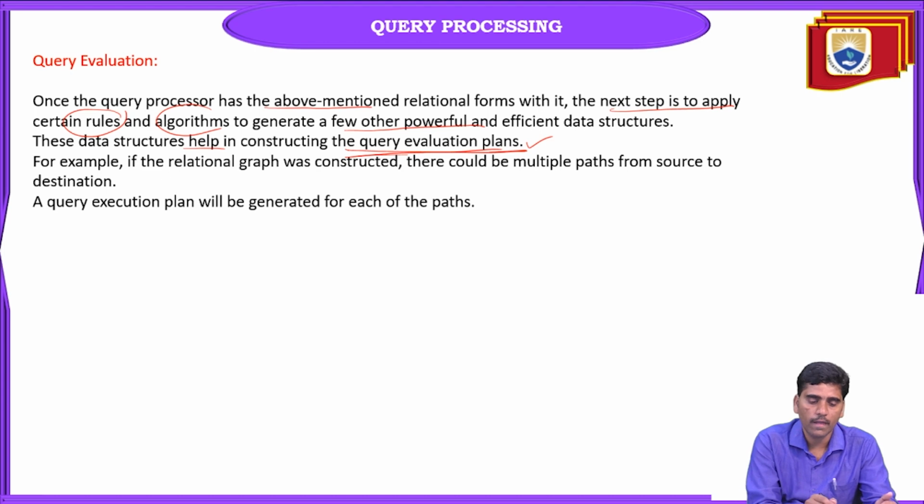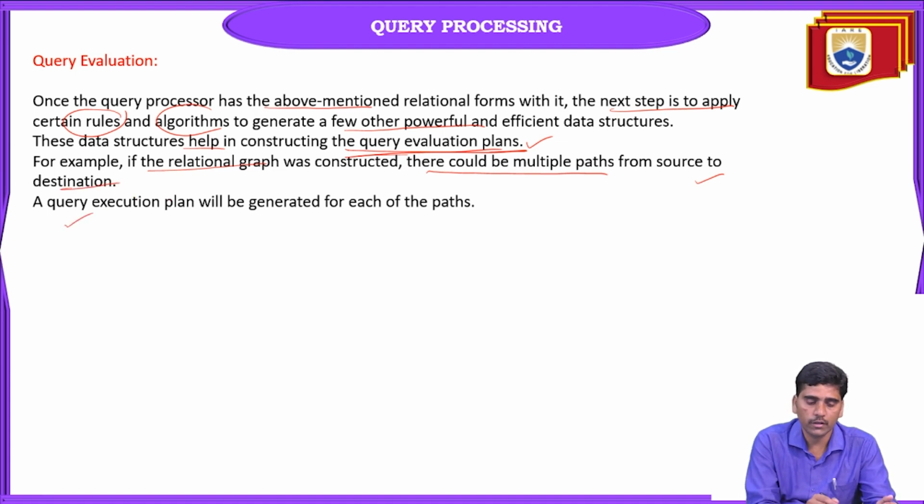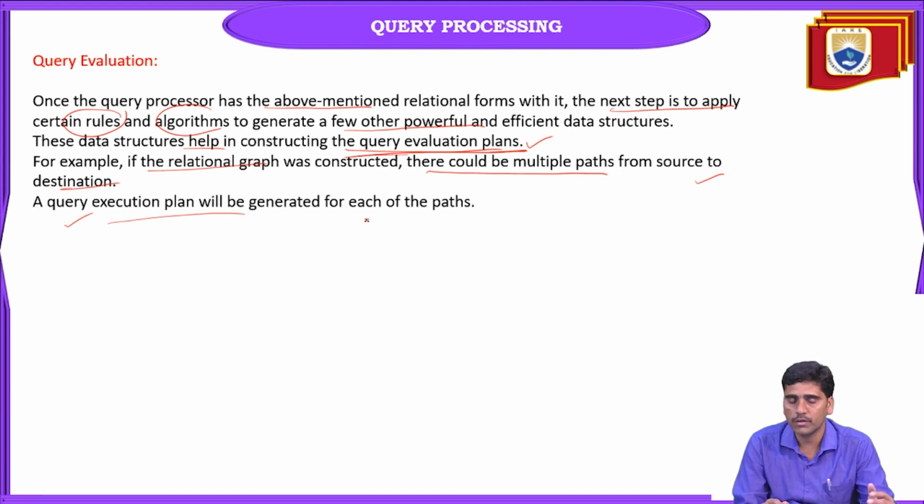For example, if the relational graph was constructed, there could be multiple paths from source to destination. So a query execution plan will be generated for each of the paths.